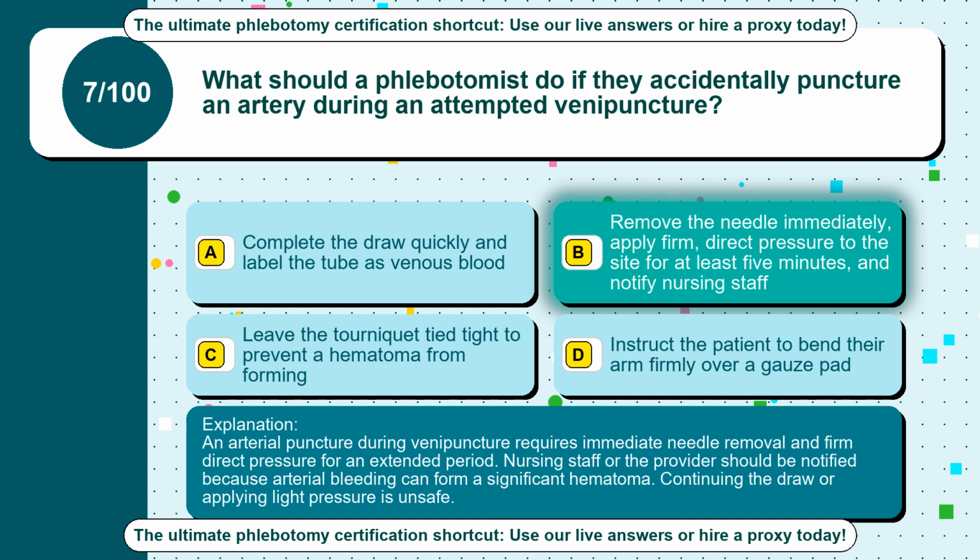An arterial puncture during venipuncture requires immediate needle removal and firm direct pressure for an extended period. Nursing staff or the provider should be notified because arterial bleeding can form a significant hematoma. Continuing the draw or applying light pressure is unsafe.